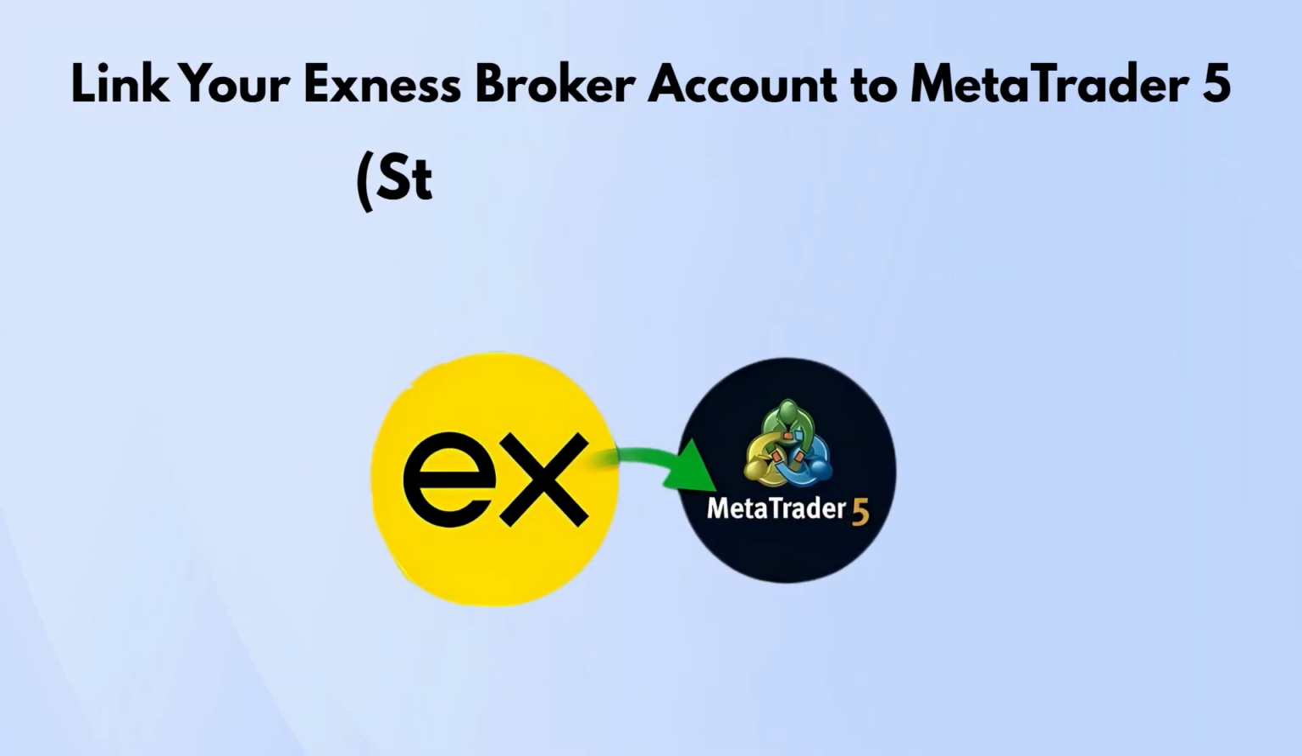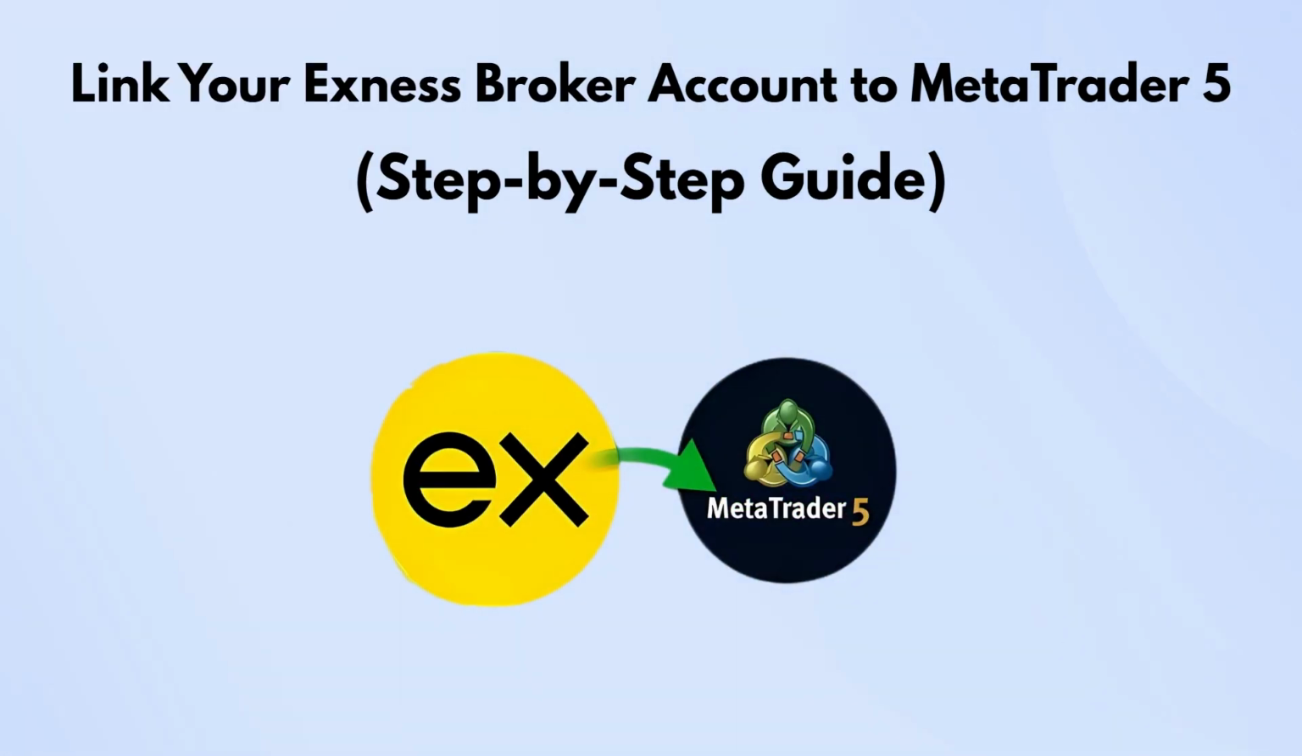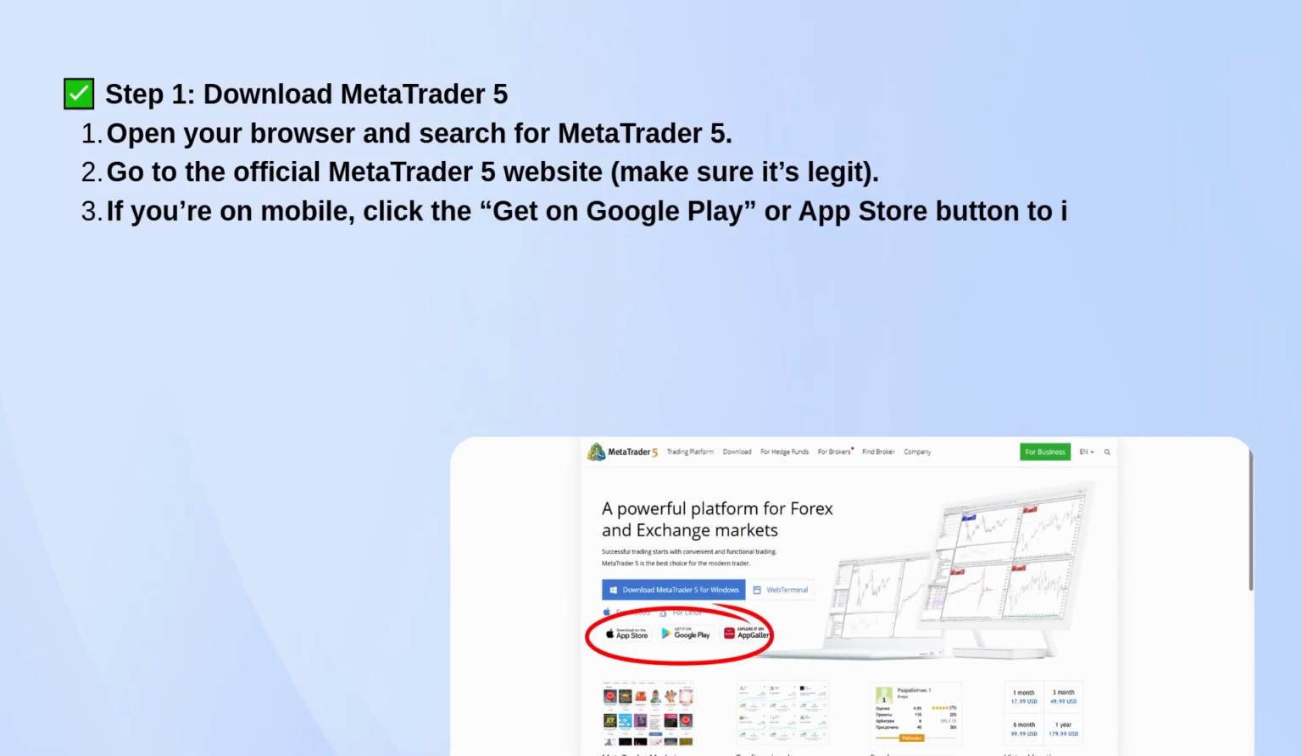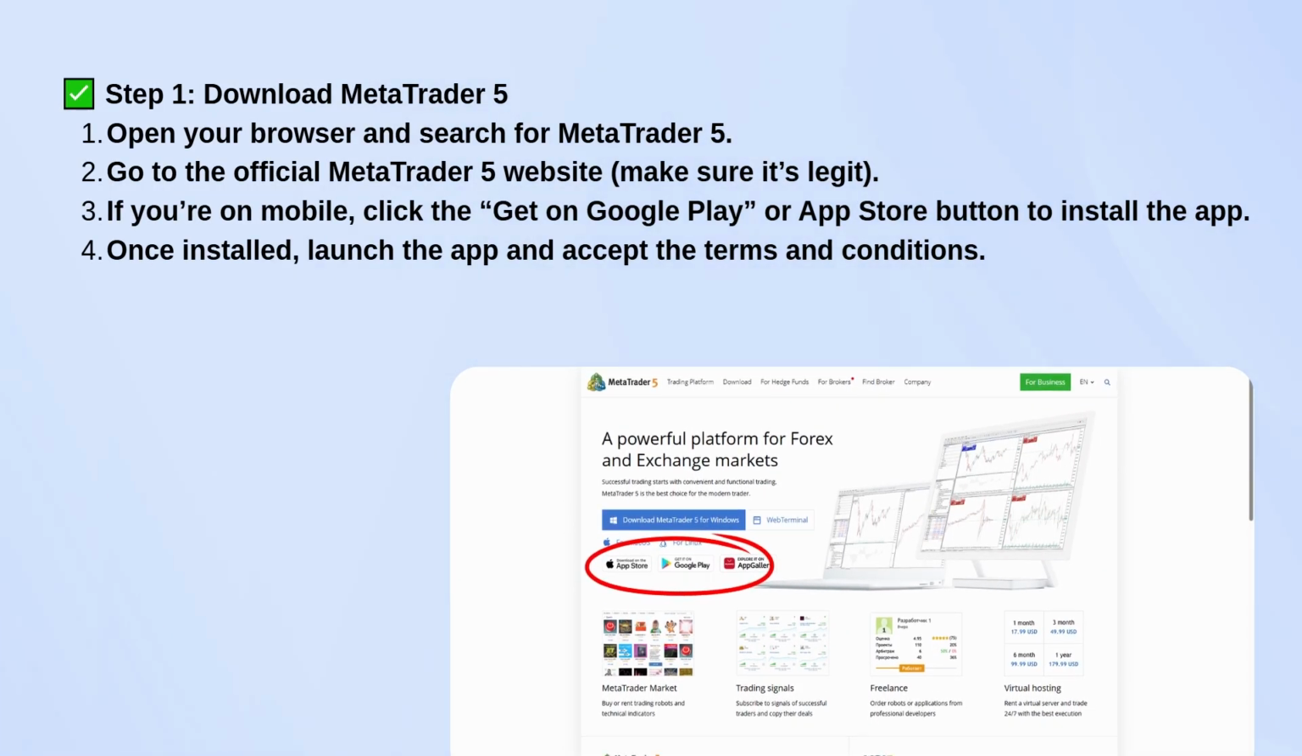Here's how to link your Exness broker account to MetaTrader 5 without any hassle. Start by downloading MetaTrader 5. Just search for it in your browser or go straight to the official site. If you're on your phone, you can grab it from the App Store or Google Play. Once it's installed, open it up and agree to the terms to get started.